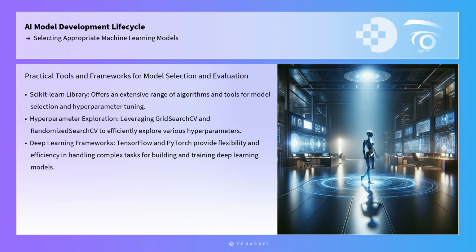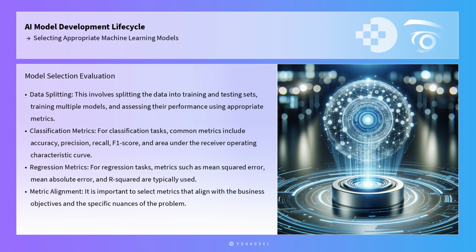By leveraging Scikit-learn's grid search CV and randomized search CV, professionals can efficiently explore various hyperparameters and select the best model configuration based on cross-validation results. Additionally, TensorFlow and PyTorch are powerful frameworks for building and training deep learning models, providing flexibility and efficiency in handling complex tasks. A crucial aspect of model selection is the evaluation and comparison of different models.